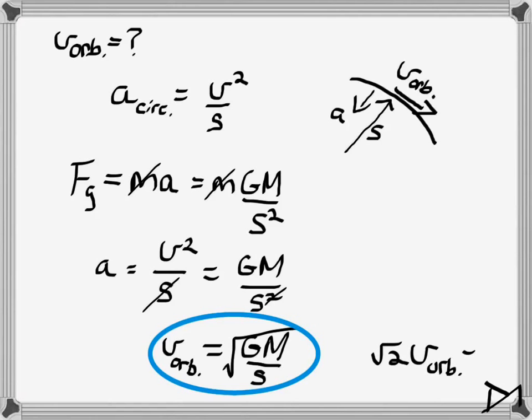Notice from this formula that the orbital speed is less than the escape speed, as it should be. And we see the escape speed is root 2 times the orbital speed, or roughly 40% more.